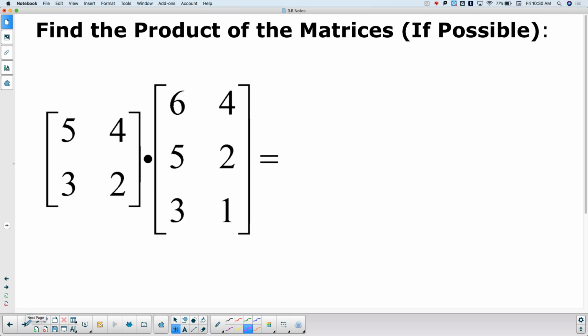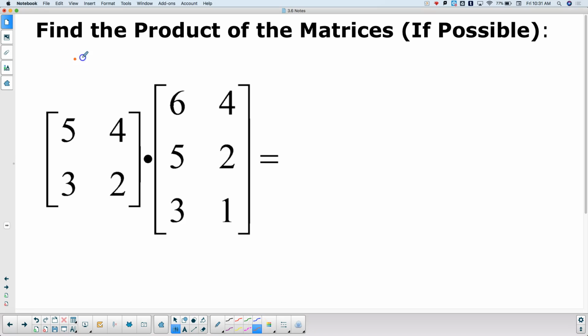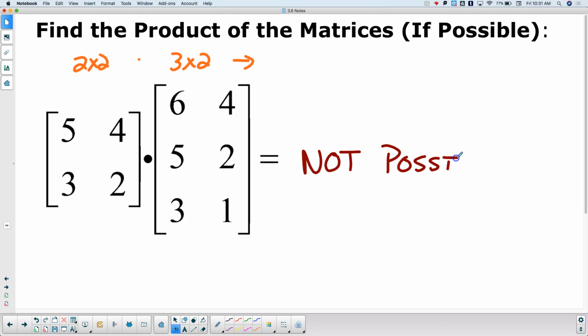Practice makes perfect. Two by two, 3 by 2. Doable? Nope. So my answer is not possible. Okay, the dimensions don't match up.